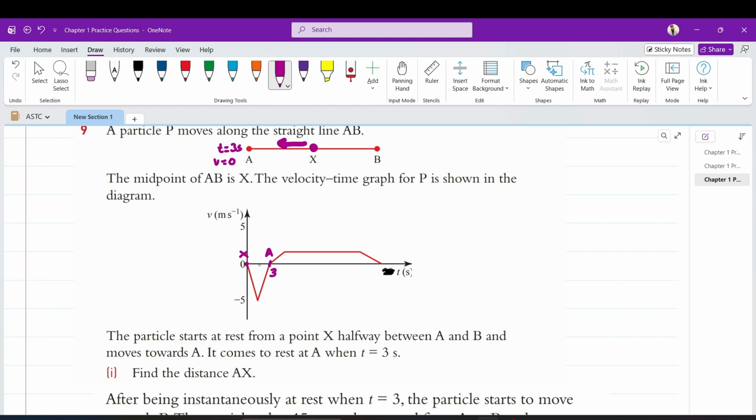All right. So from X to A, you need to find the distance. The distance is going to be the area under the graph. So we need to find the area of this triangle. We know that our base is going to be 3 and our height is going to be 5. Now if you look closely, it says distance. Distance is a scalar quantity, so it doesn't really matter whether it is moving in the opposite direction or in the forward direction, because distance only takes into account the magnitude.